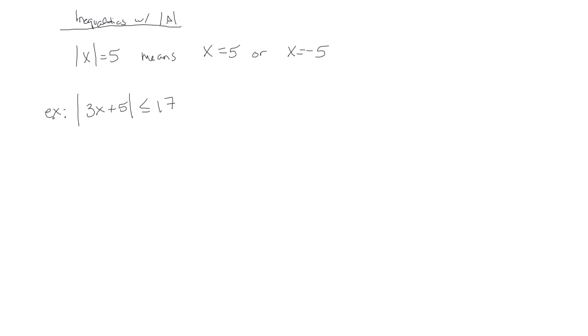The absolute value of 3x plus 5 is less than or equal to 17 means 3x plus 5 is either less than 17 or less than negative 17. So we solve it and take them out of the absolute value part.